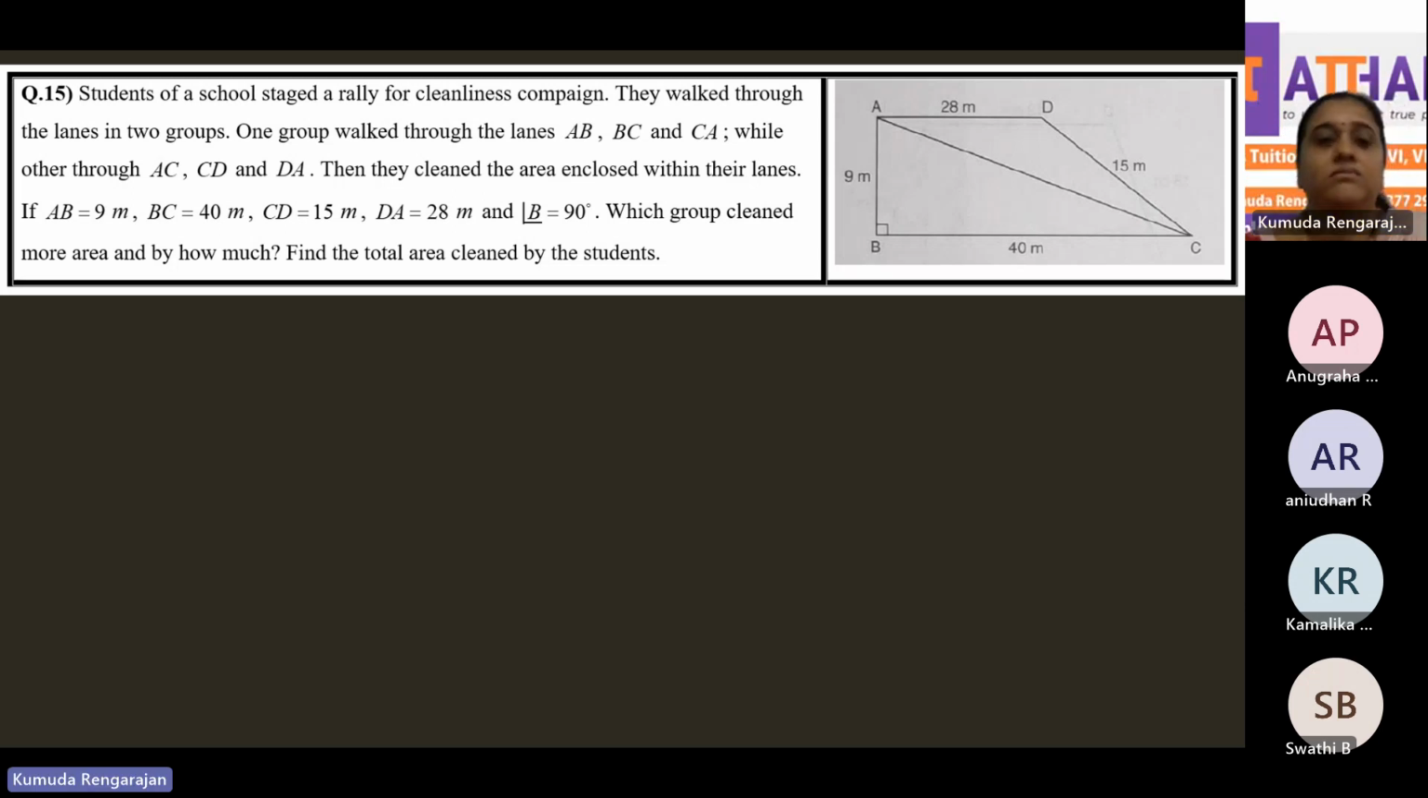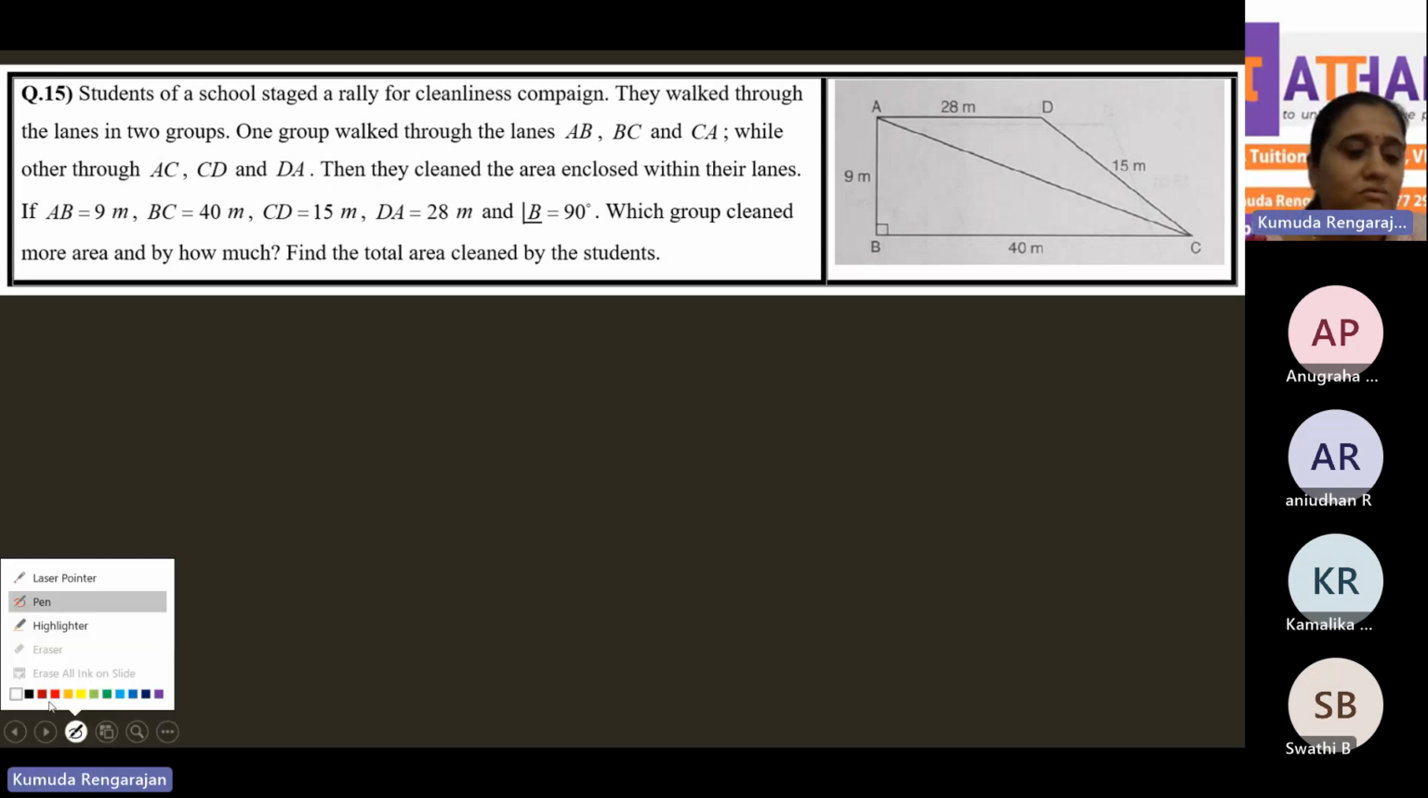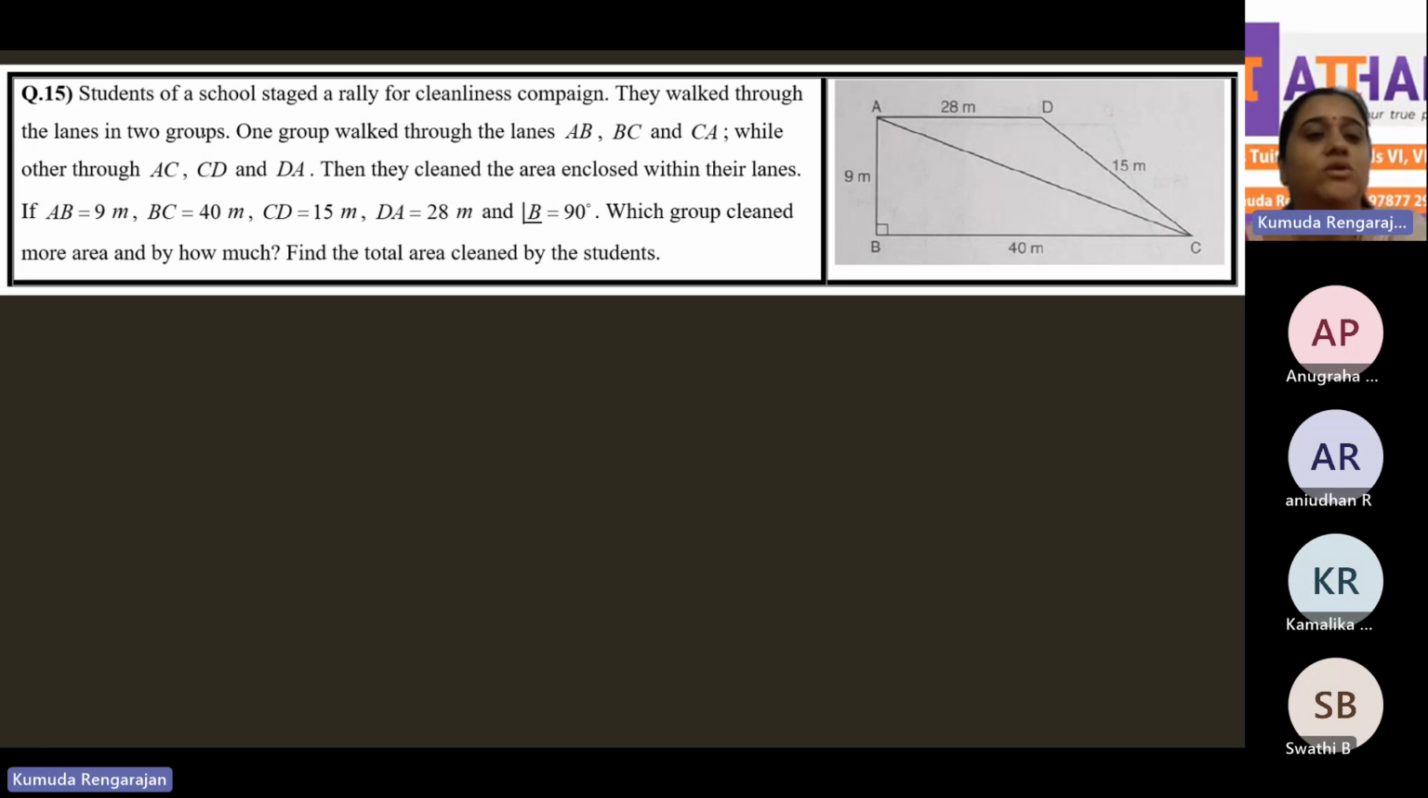Yes, children. Look at this question. Students of a school staged a rally. I'm actually not very patient to read all this. So you see this figure here.